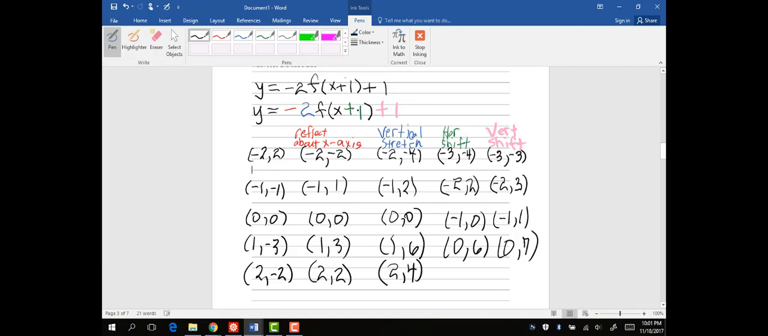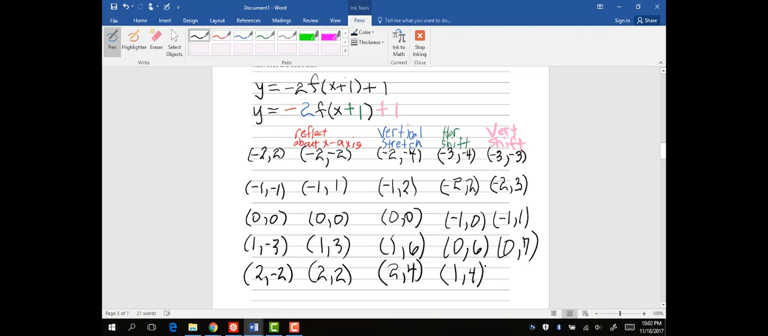And so notice this blue 2 is what's causing the vertical stretch. Now let's horizontally shift by 1 unit. So I'm going to add a negative 1 to my x-coordinate. 2 minus 1 becomes 1. And the y value in this case stays the same.